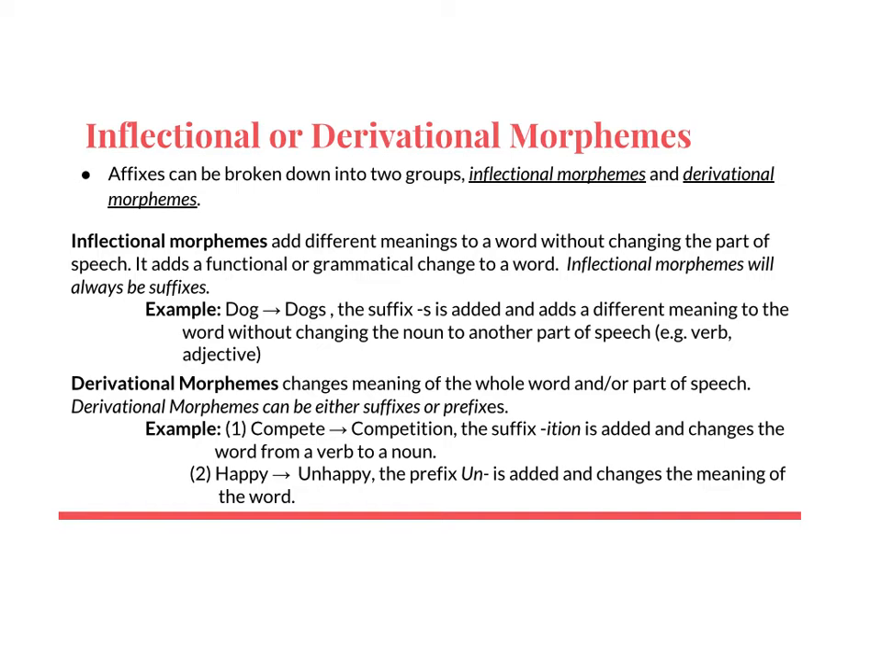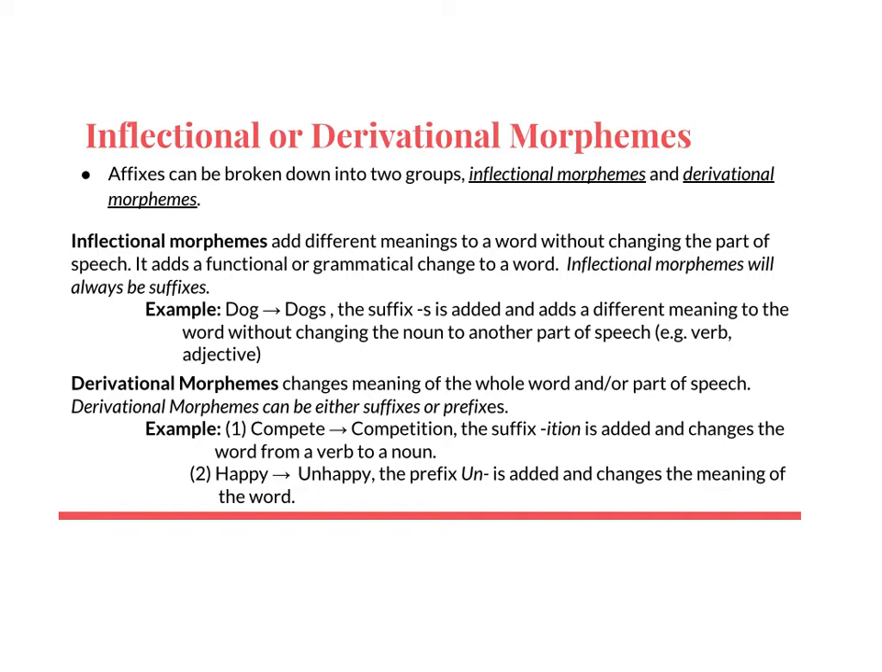Affixes can be broken down into two groups: inflectional morphemes and derivational morphemes. Inflectional morphemes add different meanings to a word without changing the part of speech. It adds a functional or grammatical change to a word. Inflectional morphemes will always be suffixes, which are added to the end of a word. For example, taking the word dog and changing it to the word dogs. The suffix s is added and adds a different meaning to the word without changing the noun to another part of speech.